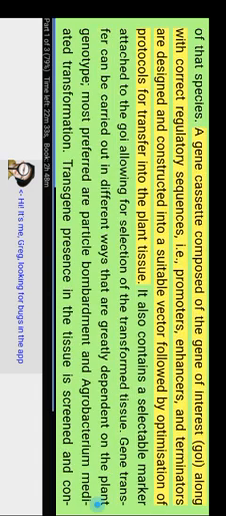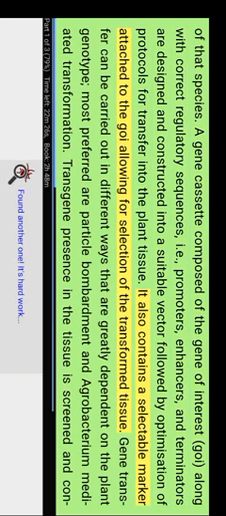A gene cassette composed of the gene of interest along with correct regulatory sequences, i.e., promoters, enhancers, and terminators are designed and constructed into a suitable vector followed by optimization of protocols for transfer into the plant tissue. It also contains a selectable marker attached to the GOI allowing for selection of the transformed tissue.